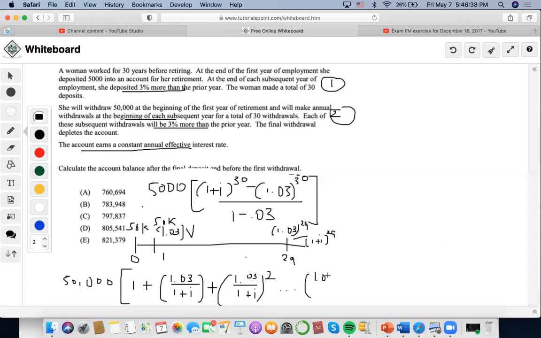1.03, 1 plus I to the 29th, right? So now we can again make the same equation as before. Again, what is the partial sum of a geometric series? It's 1 minus r to the n over 1 minus r.